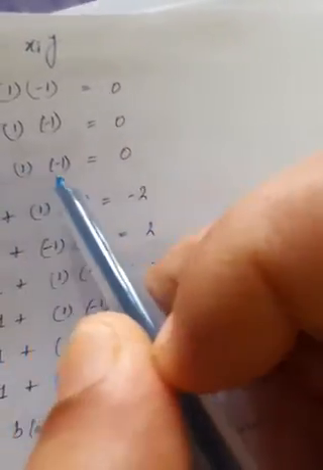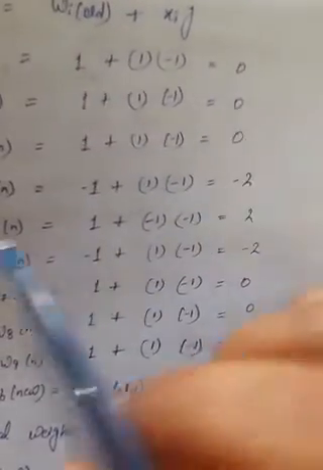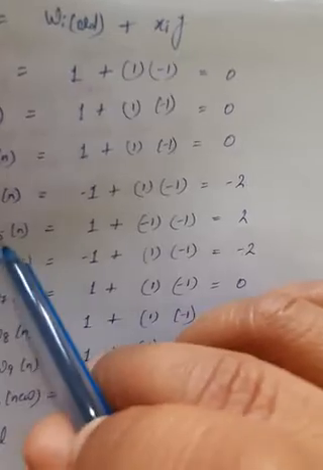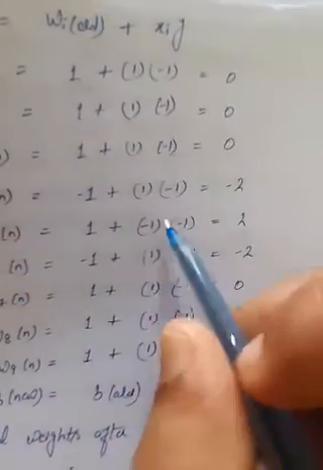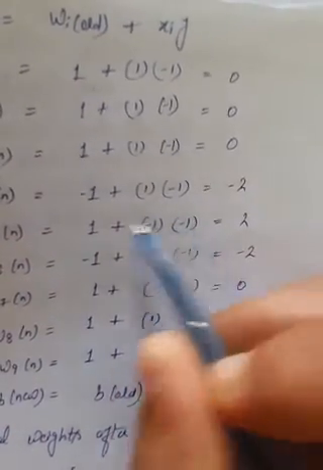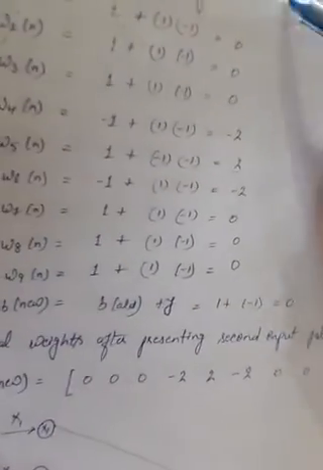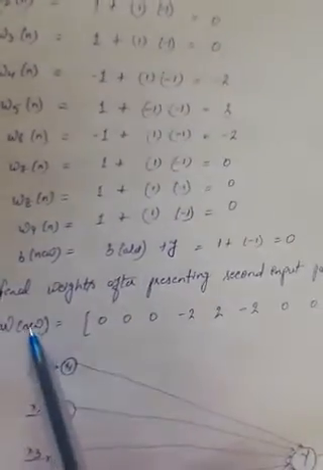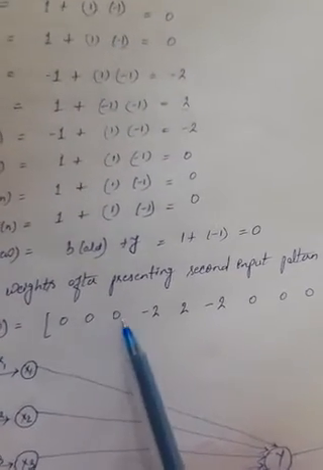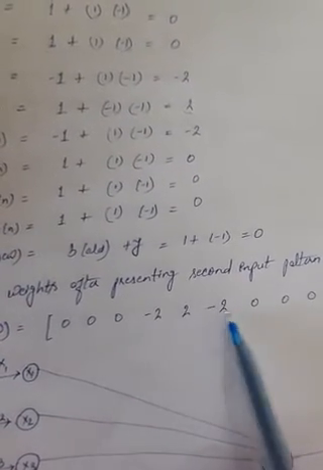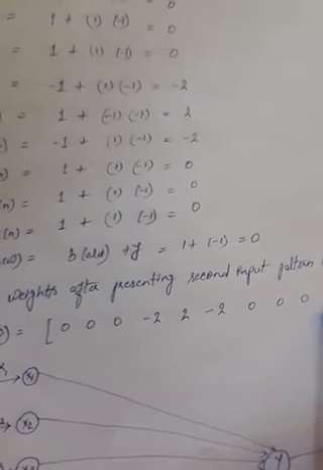Okay, so as you see here, for w3, 1 plus 1 into minus 1, we are getting 0. Only for w5, the value of xi is minus 1, the target value is minus 1, we get the value plus 2. Okay, so after calculating all these values we are getting the value of w new like this: 0 0 0 minus 2 2 minus 2 0 0 0 and 0.